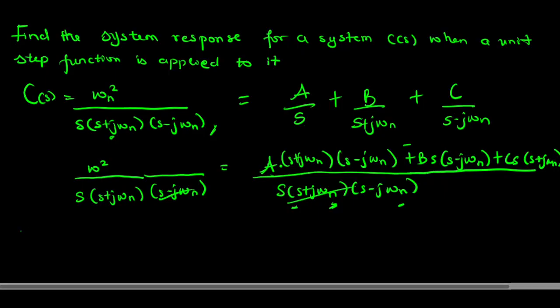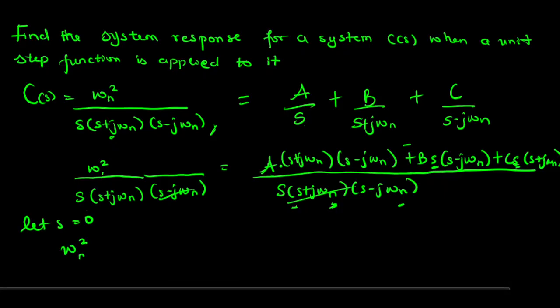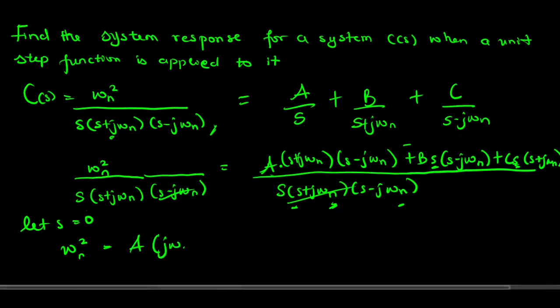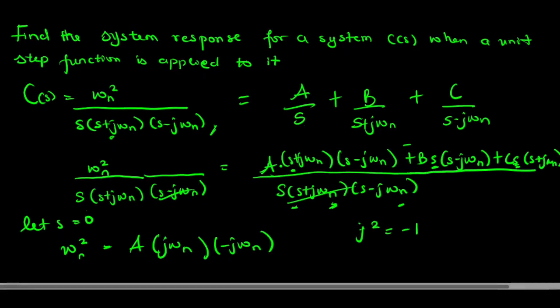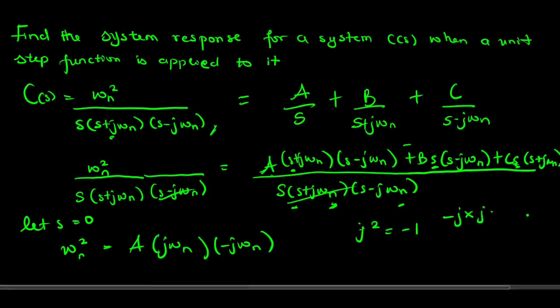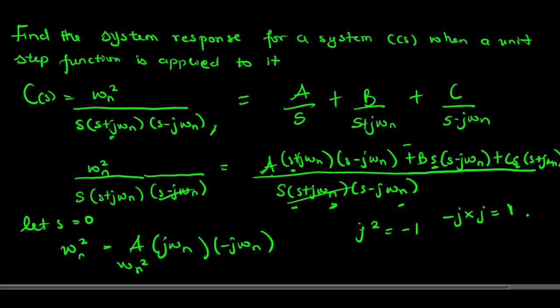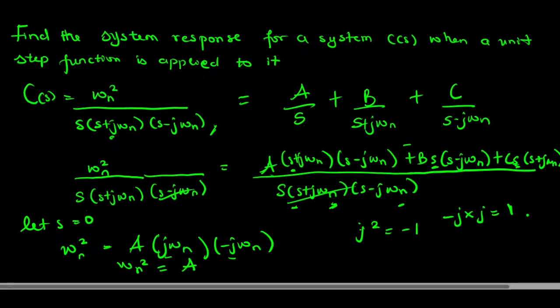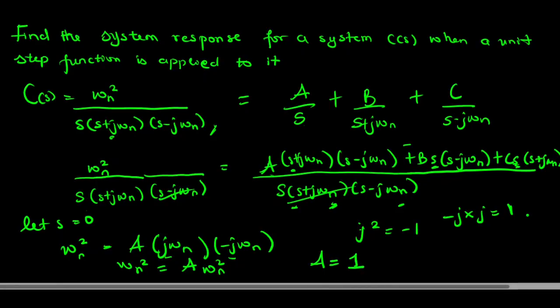To find A, we can say let s equal 0. That will make this and this go out. So we are left with ωn squared. Sorry, I forgot the n. It is A times jωn, because s is 0 here, and minus jωn. Now j squared is equal to minus 1. That means minus j times j will be equal to 1. So this is going to leave us with ωn squared equals A. Divide ωn squared on both sides, and you're going to have that A is equal to 1. So we found A.